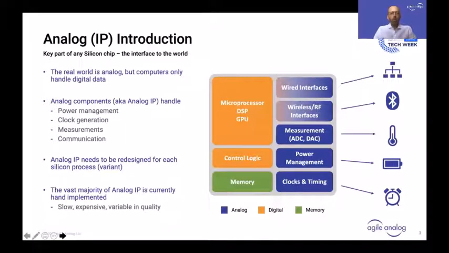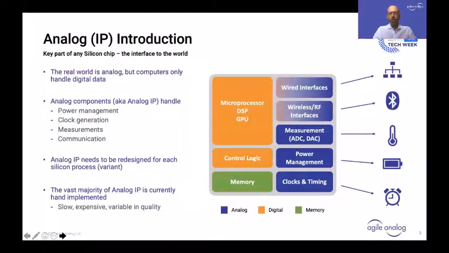So analog is a key part of any silicon chip. It's the interface to the real world. And the real world is analog, so it's continuous values of information, but our computers only handle digital data, right? So we need a way to interface one to the other.